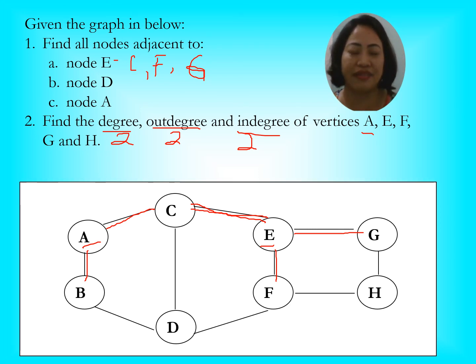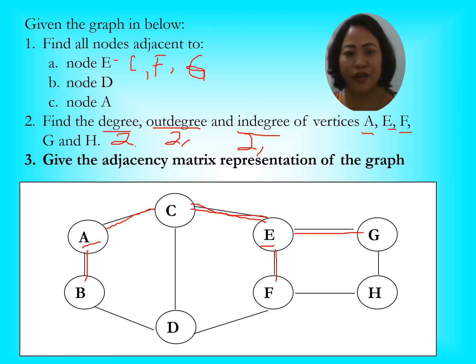Why are they all 2? Remember, in an undirected graph, the direction could be to and fro. It could go towards that vertex, or it could leave that vertex. That's why it always has a value of 2. For a directed graph, definitely you would have different values for the degree, out degree, and in degree. I'll just leave the answers for E, F, G, and H to you.